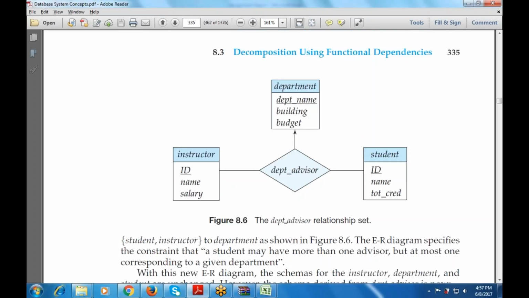Department contains three attributes: department name, building, budget. Instructor again has three attributes: ID, name, and salary. Student has three attributes: ID, name, and total credit. So this many-to-one relationship shows, or this ER diagram specifies, the constraint that a student can have more than one advisor, but at most one corresponding to a given department.